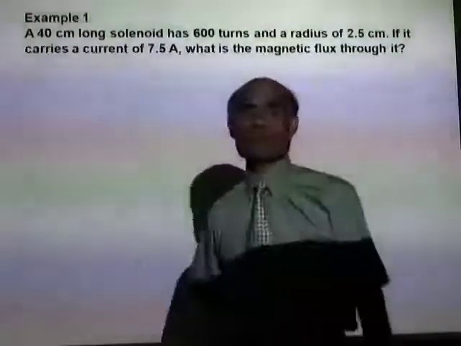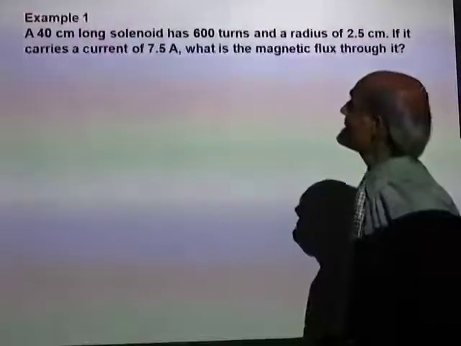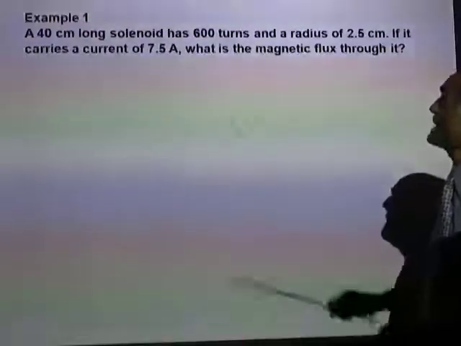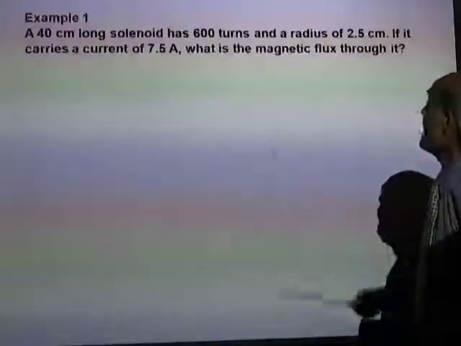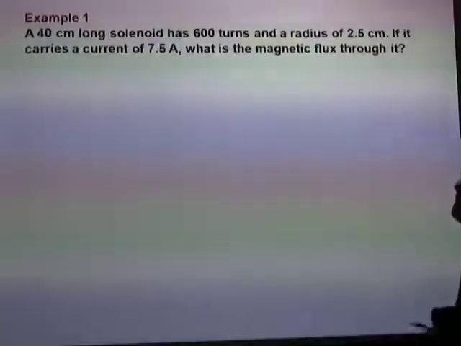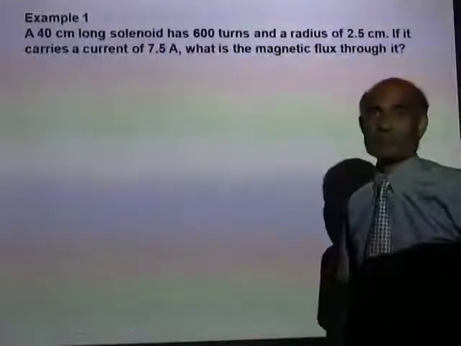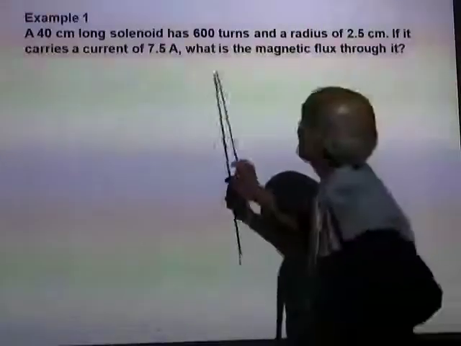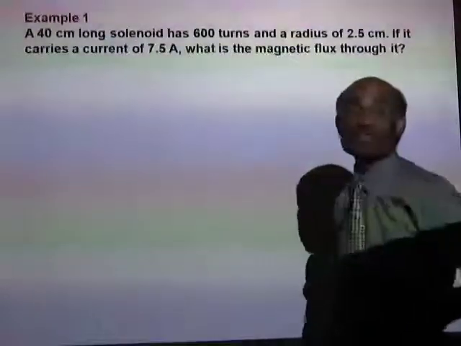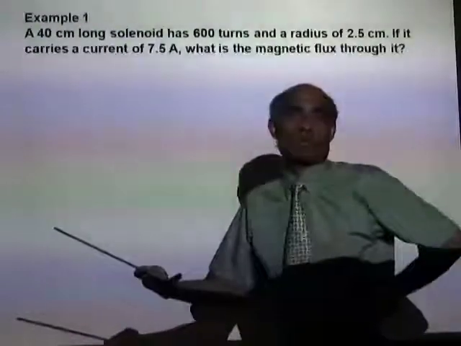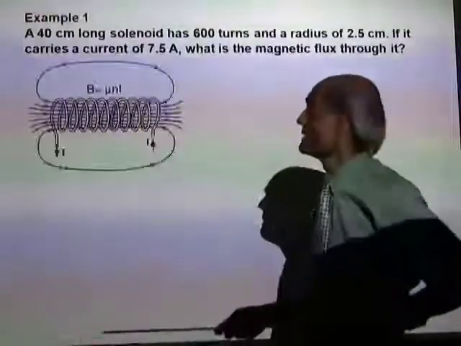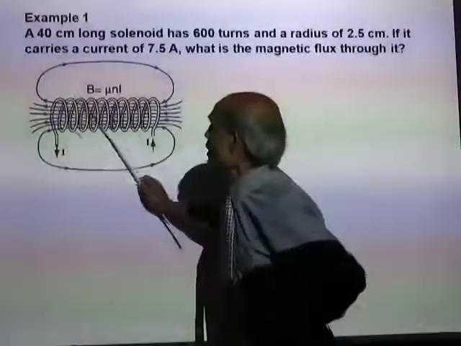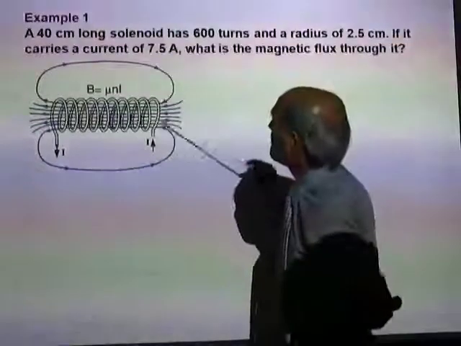Let's do a small example. A 40 centimeter long solenoid has 600 turns and a radius of 2.5 centimeter. If it carries a current of 7.5 ampere, what is the magnetic flux through the solenoid? It's a simple application of that formula. Well, that's the solenoid. We talked about that in the last class.